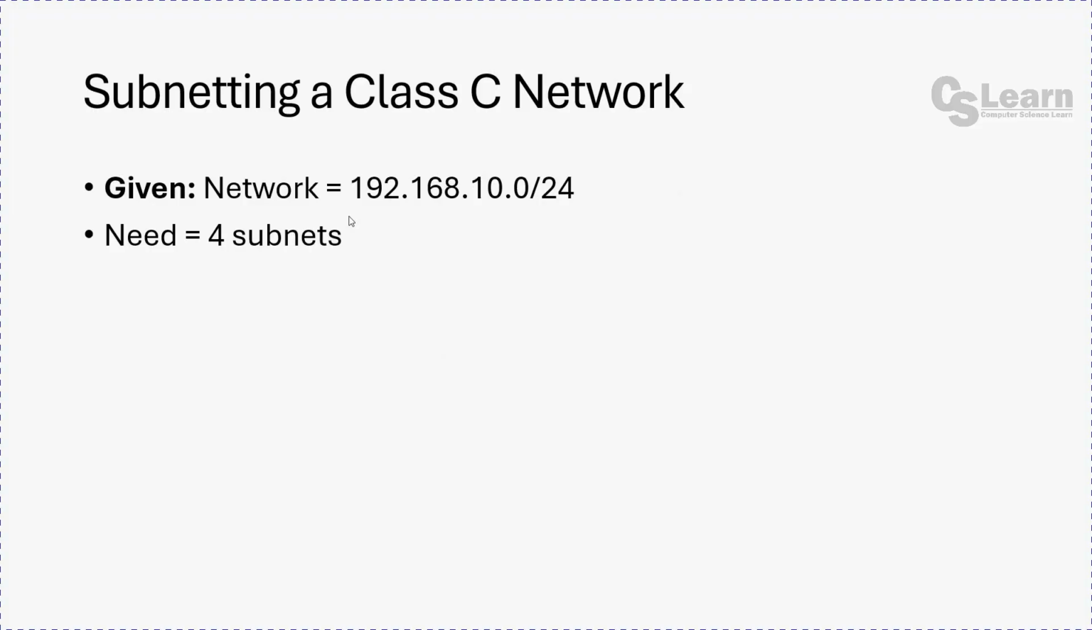The computer network student must know how to do subnetting. That's very essential. So here I'm going to take two examples for you. The first example, here we are going to split this network into 4 subnets. That is the first example.